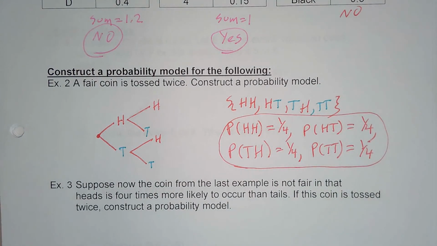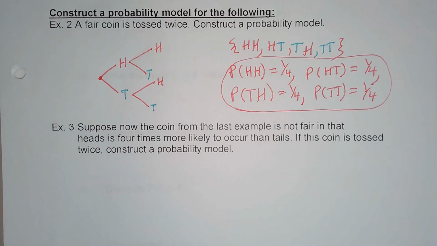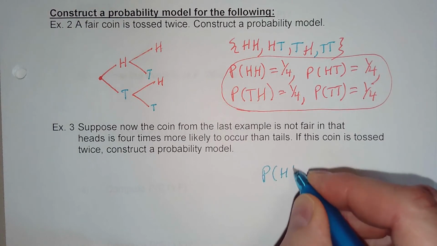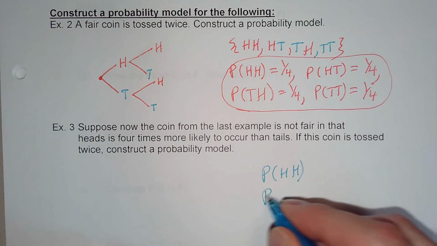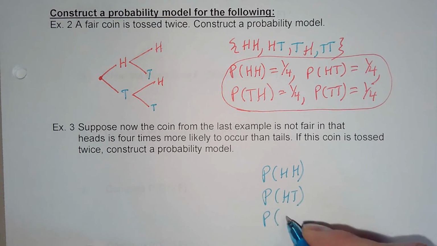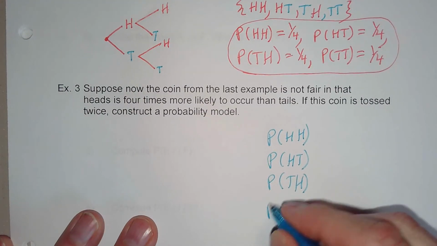Now let's suppose from the last example that the coin is not fair and that heads is 4 times more likely to occur than tails. If the coin is tossed twice, construct a probability model. So in terms of our probabilities, we're going to still have 4 outcomes. That hasn't changed. It's just how likely are these outcomes going to occur. That's what's changed.